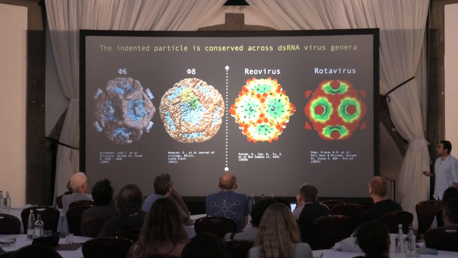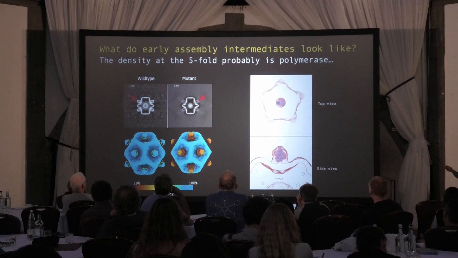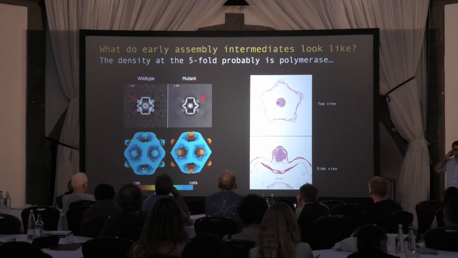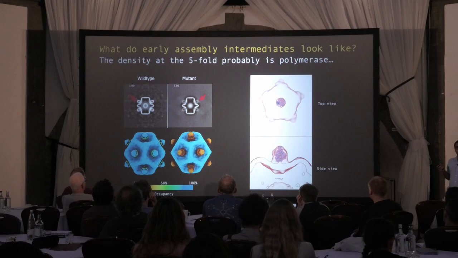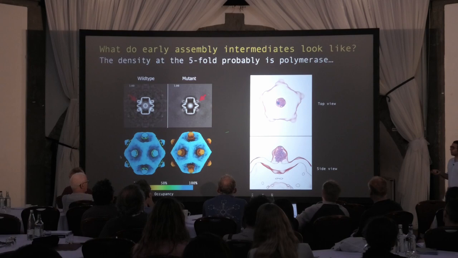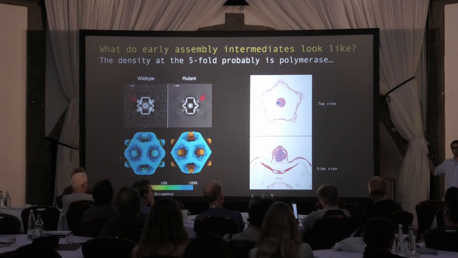What our intermediate has that the others don't are these prominent densities at the fivefold, and we had fairly low resolution, so we couldn't really interpret those results through the structure alone. What we did happen to have is a temperature sensitive mutant in the lab that has a defect in the polymerase. And when you grow the virus at non-permissive temperatures, it assembles to completion, but it does not package the genome.